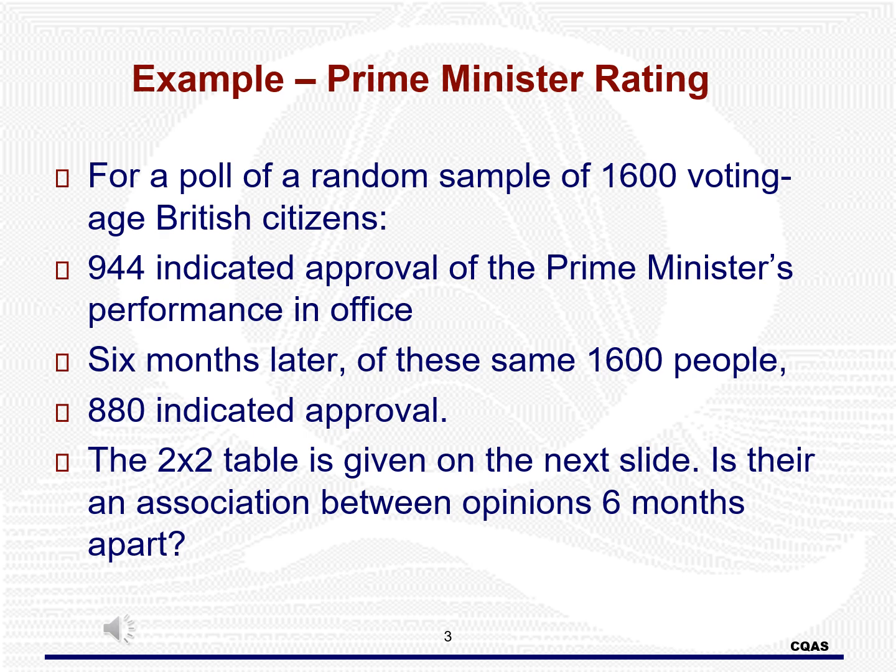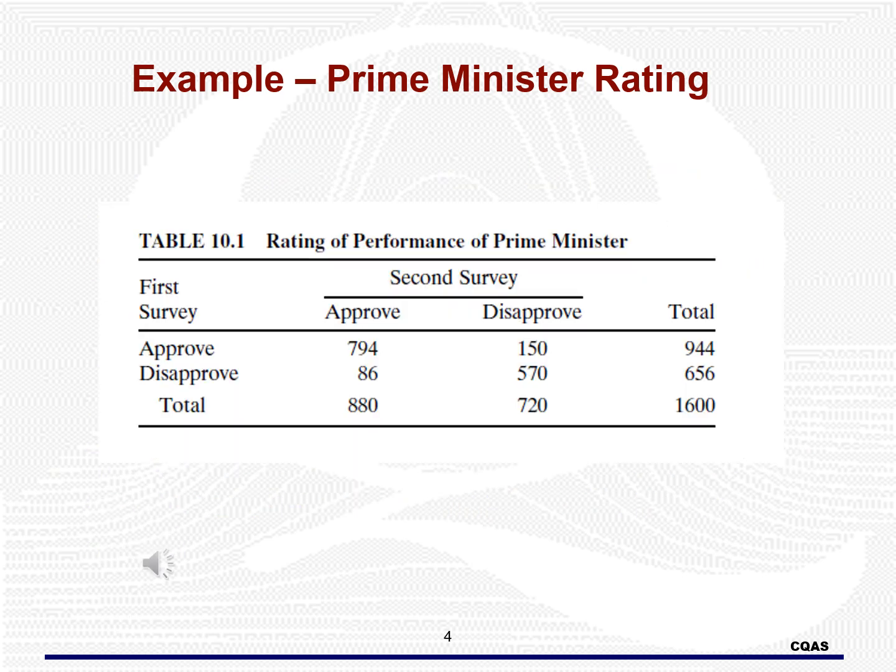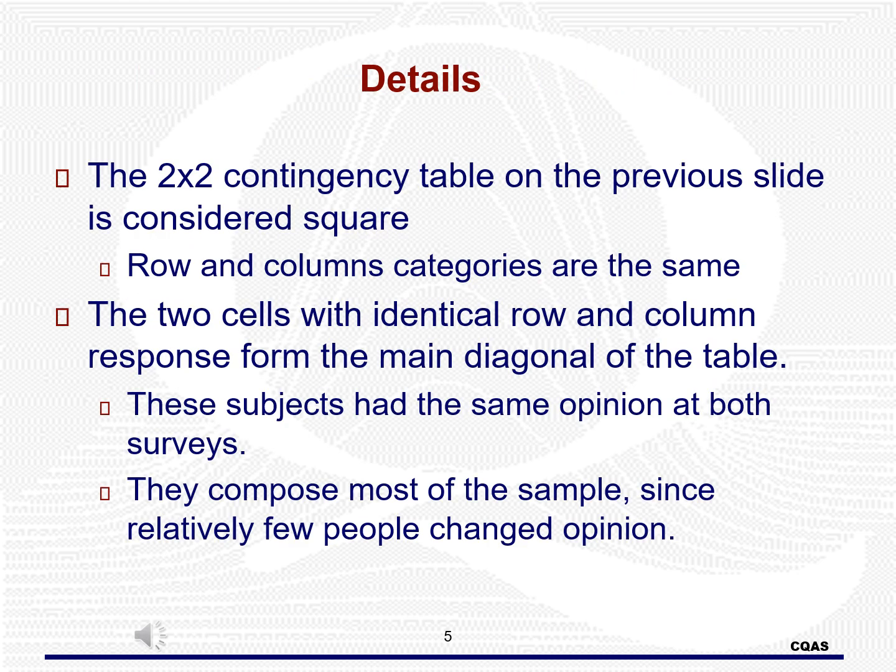Let's look at the results of the study. Here is the 2x2 table of the results. Notice on the horizontal axis is the results for the second survey and on the vertical axis are the results from the first survey. Here are some details. Notice that the categories for each variable are identical.